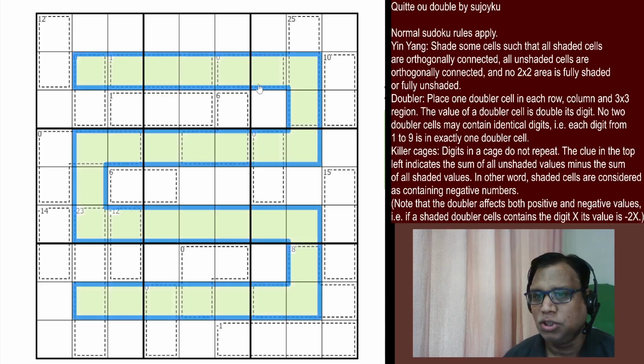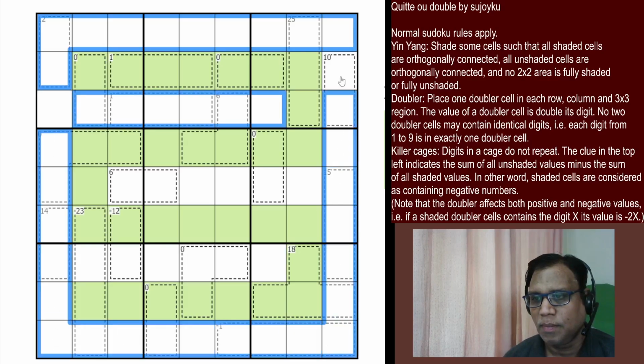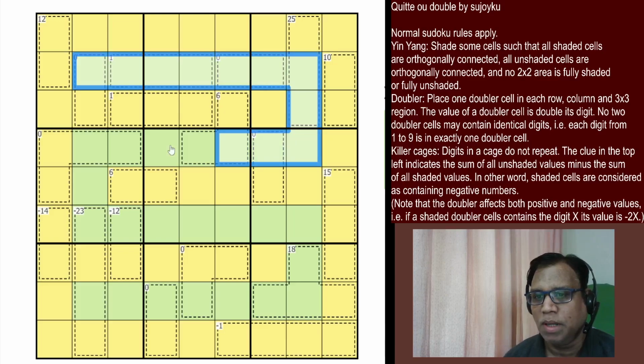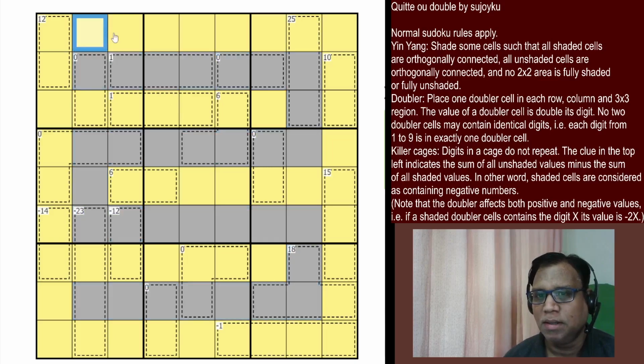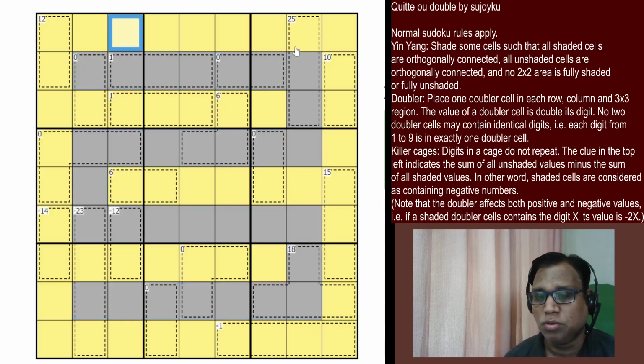So let's say this is the shaded part, and everything else is unshaded. So let's say this is shaded and yellow is unshaded. Maybe we'll change the shaded color. So let's say this is shaded and this is unshaded. What it means is that we have to divide the entire grid into two, shaded or unshaded, but there are certain rules that should be maintained. The first is that no 2 by 2 area is fully shaded or fully unshaded.